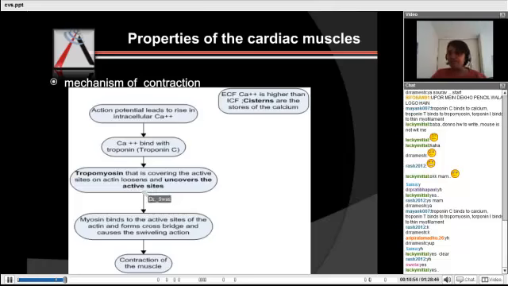Once the calcium binds to troponin, tropomyosin that was covering the active sites on actin loosens and uncovers the active sites. Myosin binds to the active sites and the contraction of muscles takes place. So this is all we saw. All clear?